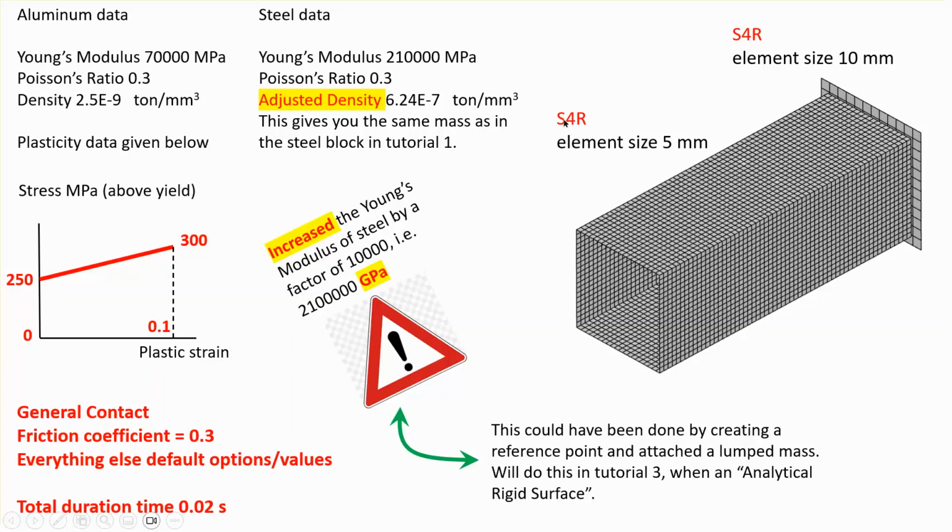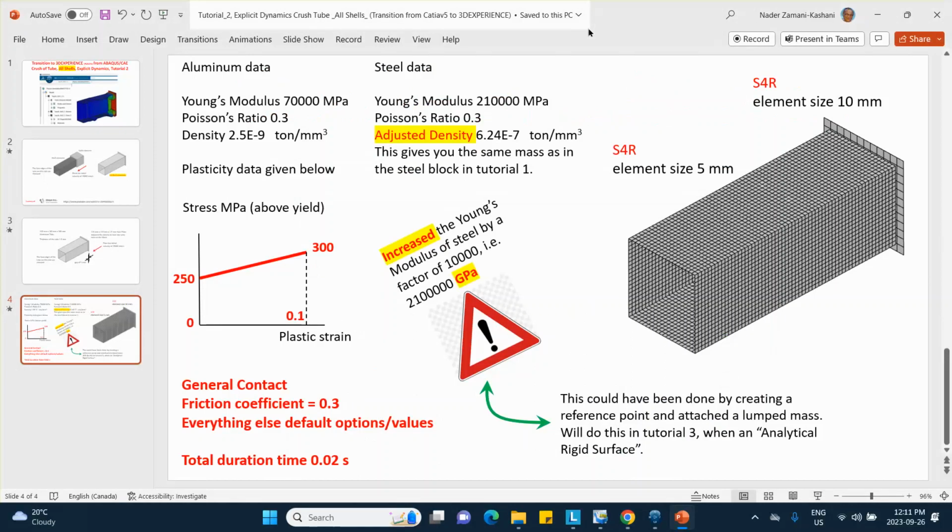The details of the meshing are shown here. I'm going to use S4R, reduced integration. Of course, for the plate it doesn't matter, but I'm going to use S4R, a 4-node basic bilinear quad element with reduced integration, and these are the sizes. The size of 10 millimeter for the plate is totally insensitive, because you're not interested in the deformation of the steel plate. Okay, so let's go ahead and do that.